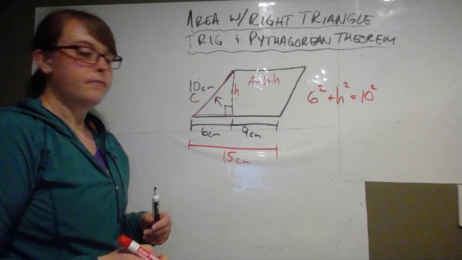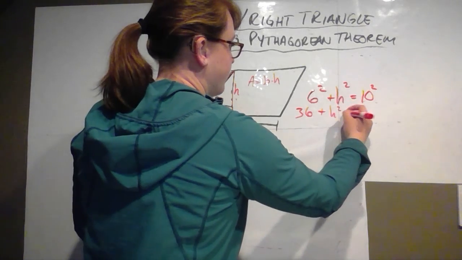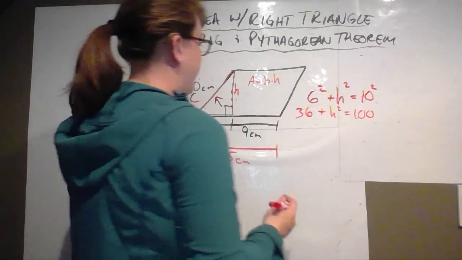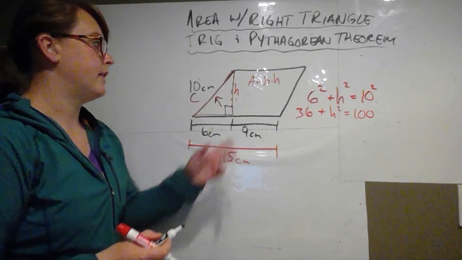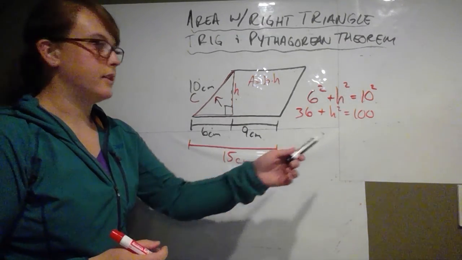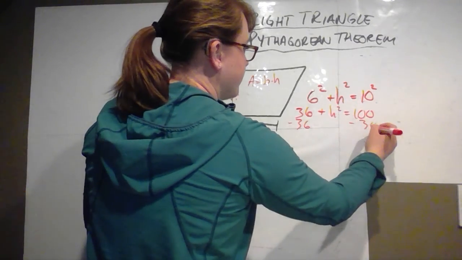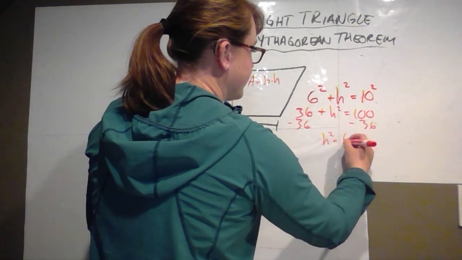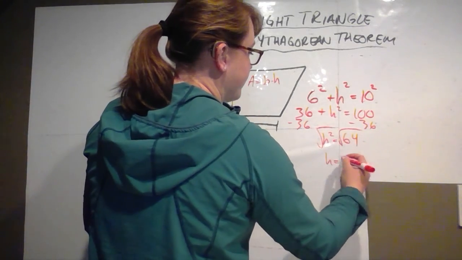All right. So then we simplify this. 36 plus h squared equals 100. And you might have already recognized this is a Pythagorean triple. If you did, you already know that the height is 8. But we can go ahead and solve this through. We'd subtract 36 from both sides. We'd get h squared equals 64. Square root both sides, and we get h is 8.